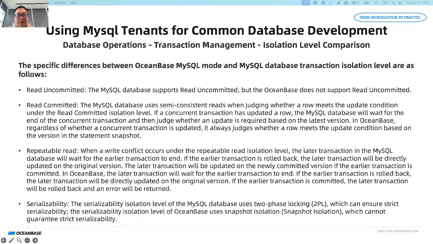The last one is serializability. MySQL's serializability isolation uses two-phase locking, which can ensure strict serializability. However, OceanBase's serializability isolation uses snapshot isolation, which cannot guarantee strict serializability.